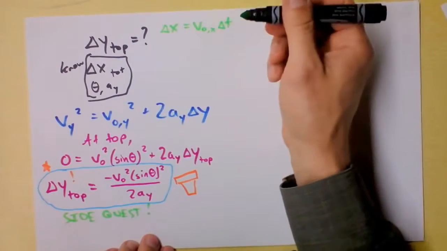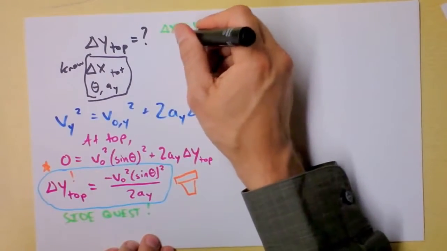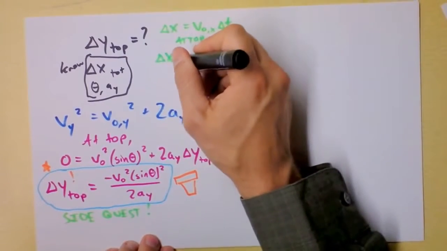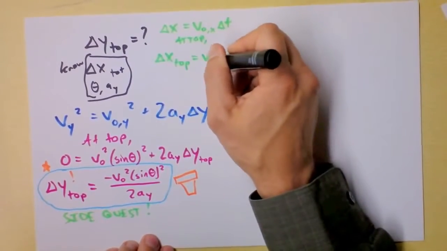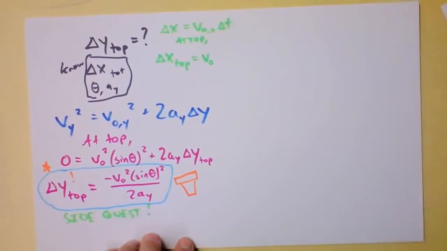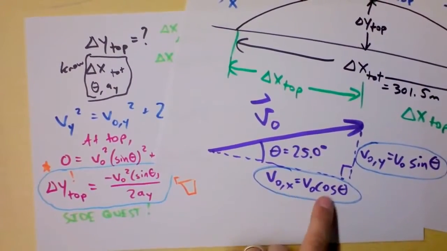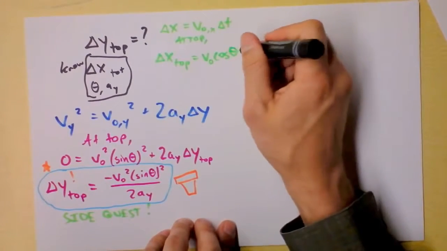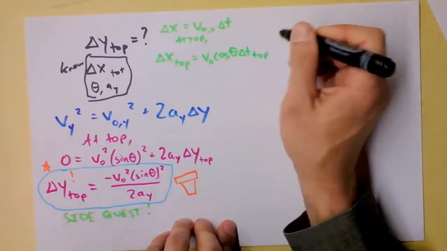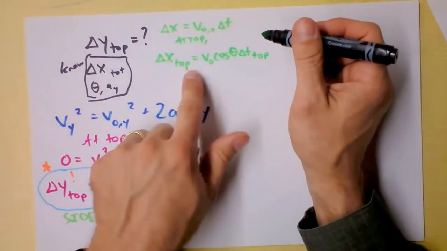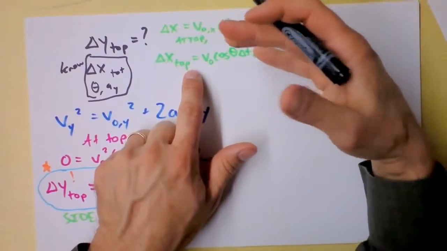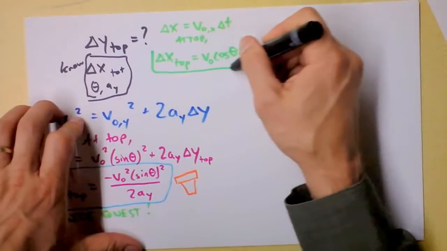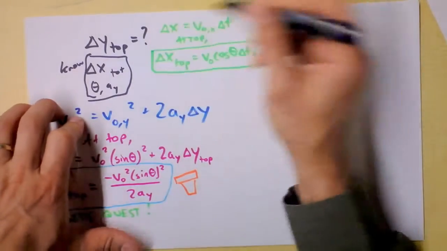I'm going to say at the top, this is a little bit of a silly statement, but at the top, delta x top equals V naught, and instead of writing V naught x, I'm going to write V naught times the cosine of theta, because those are equal. So V naught cosine theta times delta t at the top. Now, this equation can't work for us yet because I need to figure out what time is. So I'm going to go to a third equation to do that, but I'm going to put this one in a little box so that we can revisit it when we need to.